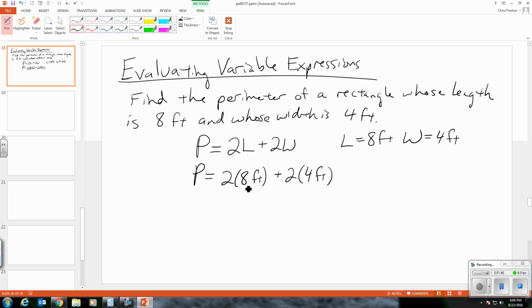Okay, and then I'm just going to work this out, use my order of operations. So I'm going to multiply first and then I'll add. So 16 feet plus 8 feet, and then add, so 24 feet. So when you're evaluating variable expressions, what you're doing is you're plugging in the given values, and then you're just simplifying the expression based on your order of operations.